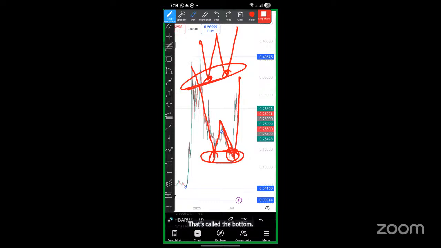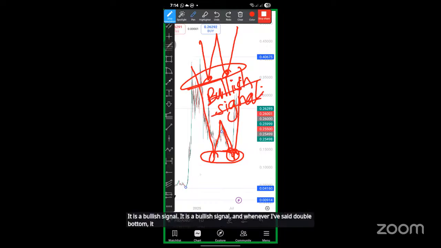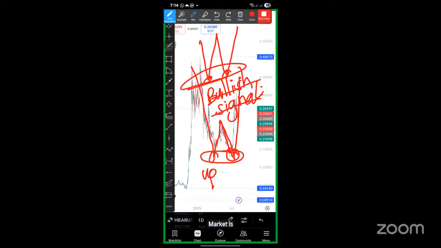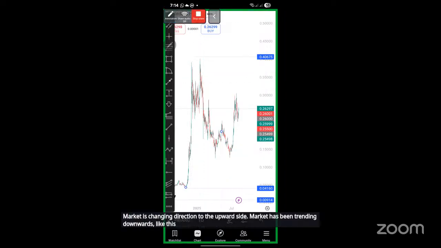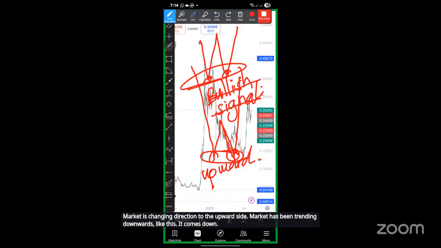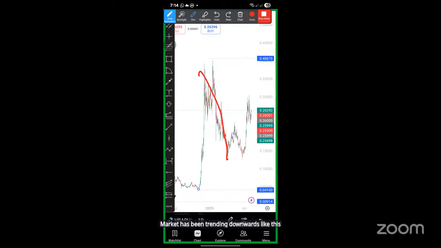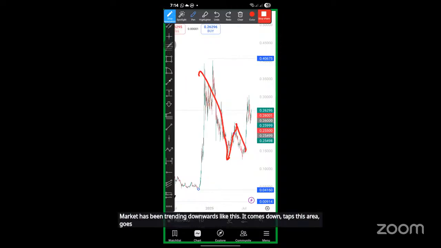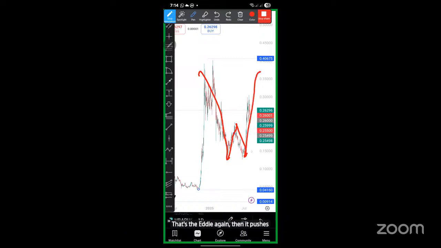A double bottom is a bullish signal. Whenever you see a double bottom, it indicates the market reversing to the upward side. Market is changing direction to the upward side. Market has been trending downwards like this. It comes down, taps this area, comes back here, taps the area again, then it pushes back, where it makes this double bottom.